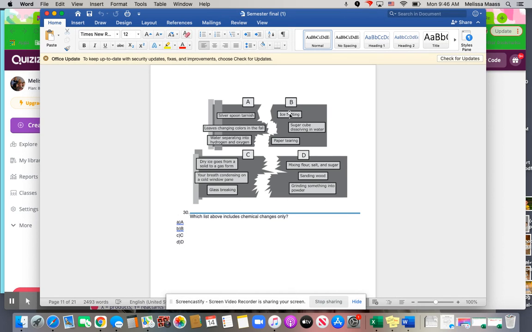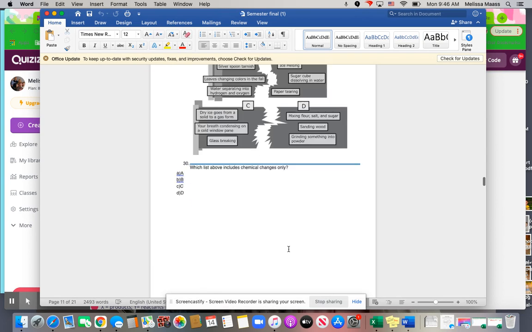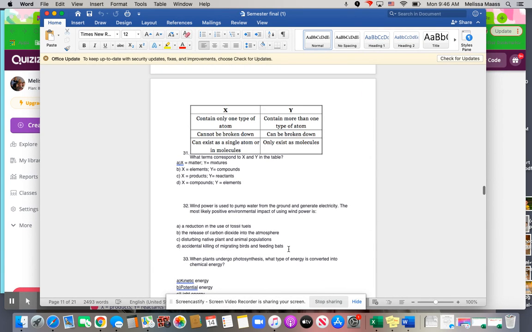B, if you look at all these, melting, dissolving, tearing, that's all physical changes. Anytime you run into a physical change, you know it's not going to be the right answer for this question. So ice going from a solid to a gas, no, that's going to be physical, so that's not right. And anytime you're mixing stuff, that's probably going to be physical, so your answer is going to be A. All right? Moving on to 31.